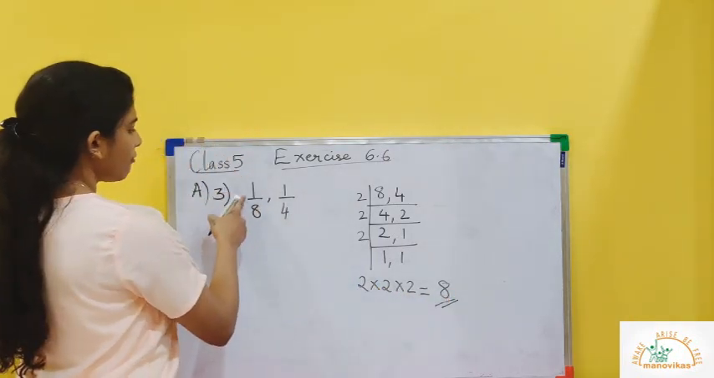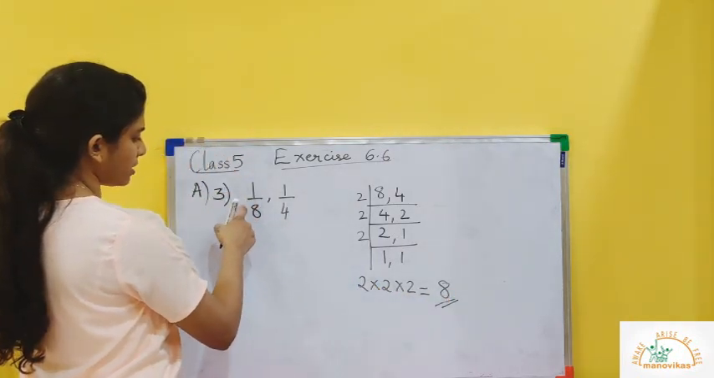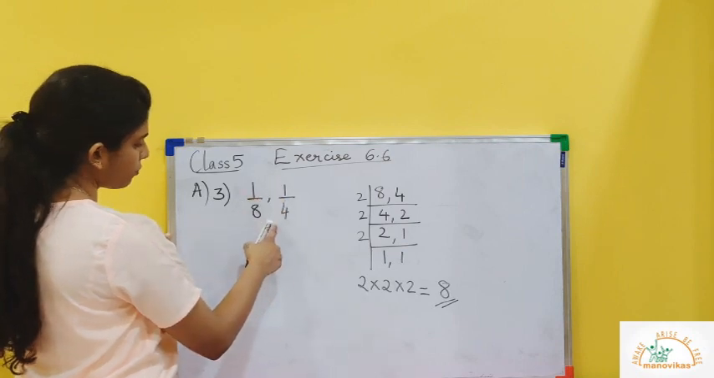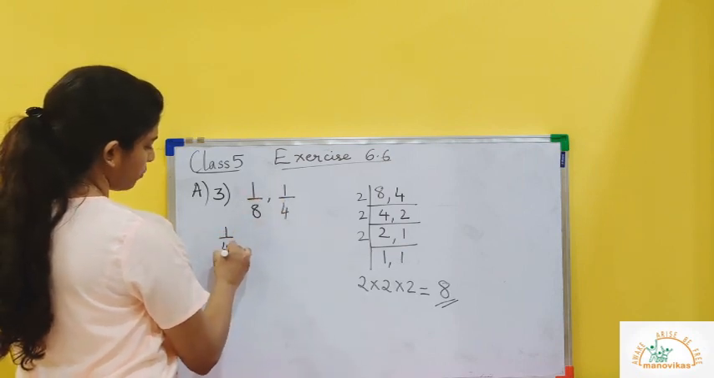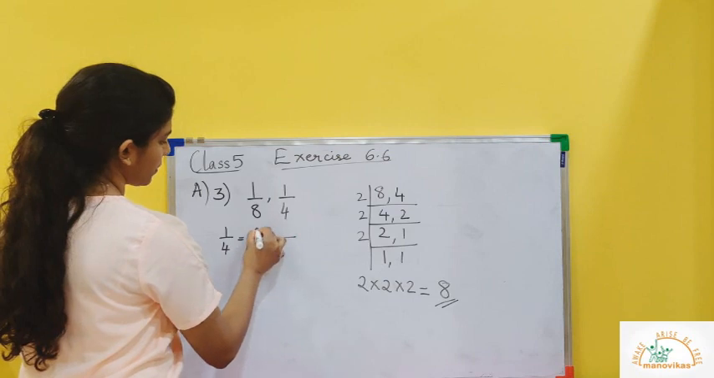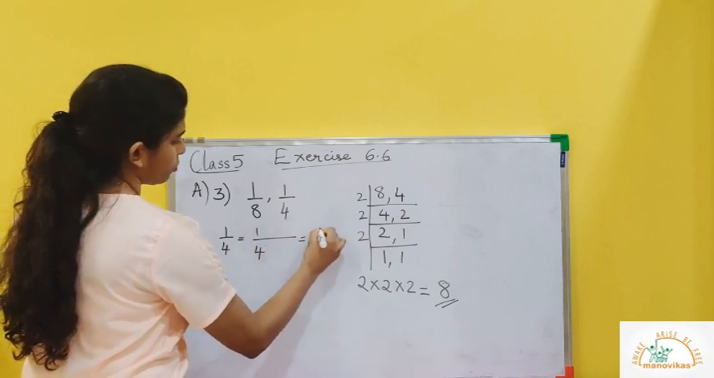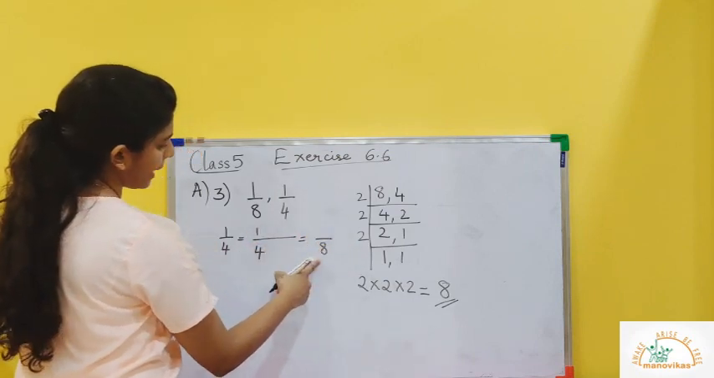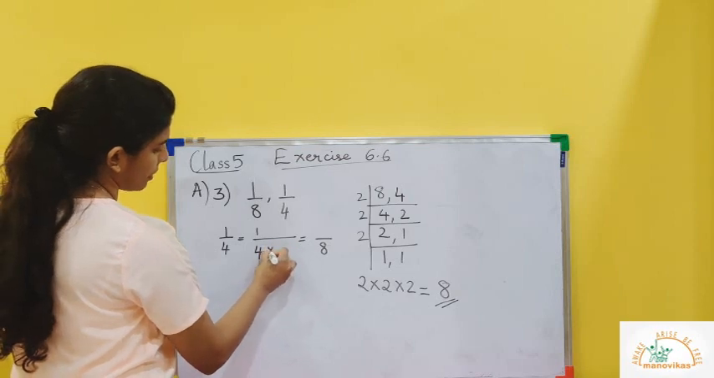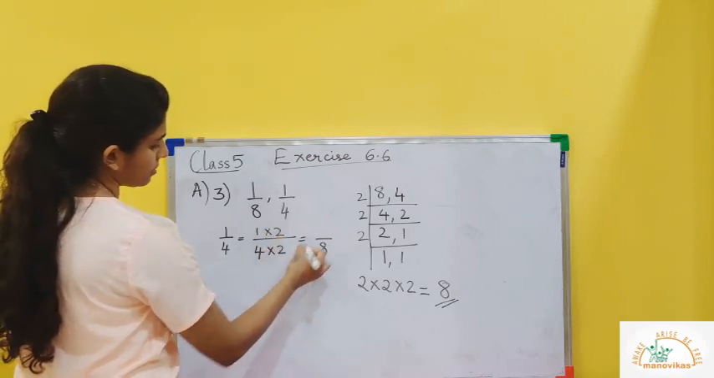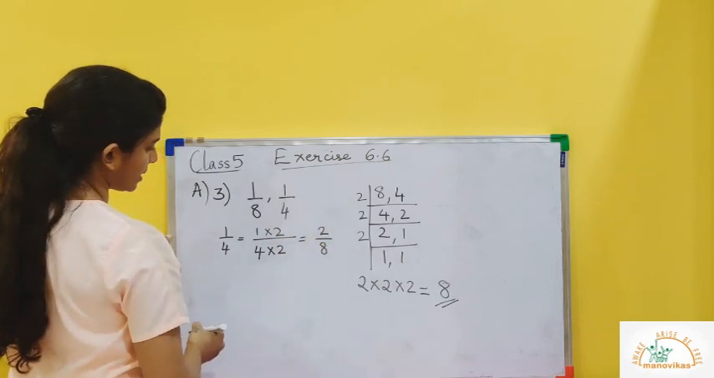Now if you see 1 upon 8, I don't have to change this, but I have to change 1 upon 4. So I bring down 1 upon 4 is equal to, the denominator should be 8 here. So if I multiply it by 2, I will get 8. So the same number I will multiply in the numerator. So this will be 2 upon 8.